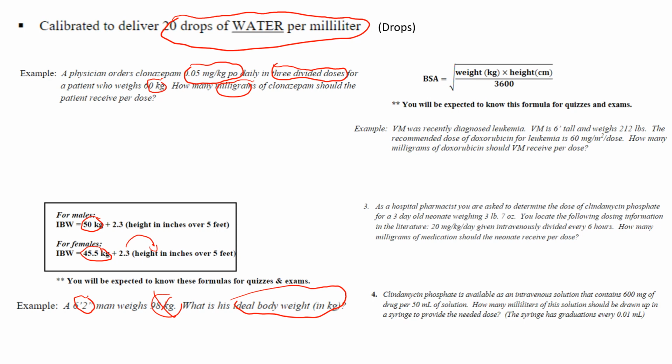So we know that his ideal body weight is going to be 50 plus 2.3 times inches over 5 feet. Well, we know there's 12 inches in a foot. That'll get us to 6 feet. Plus 2 more is 14. So if we put all that into our calculator, 50 plus 2.3 times 14, we get that his ideal body weight is 82.2 kilograms. And this is what we could use for dosing.